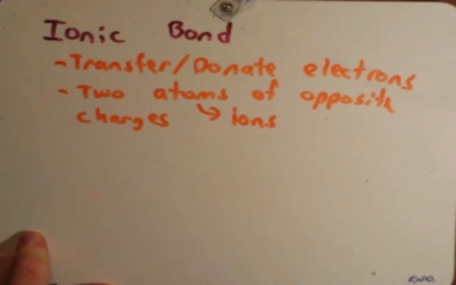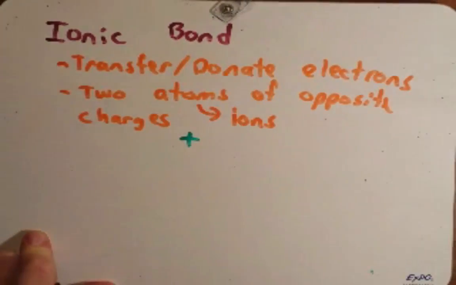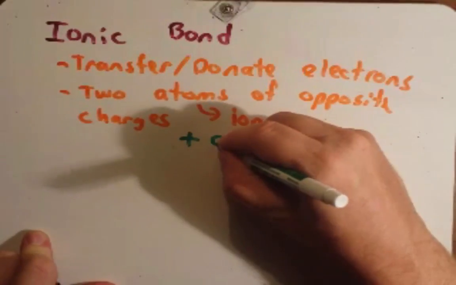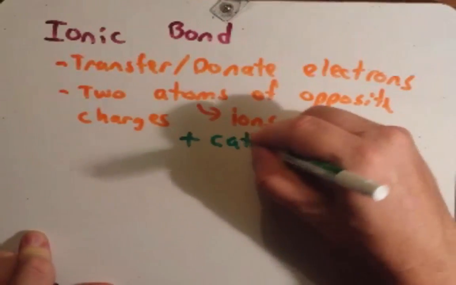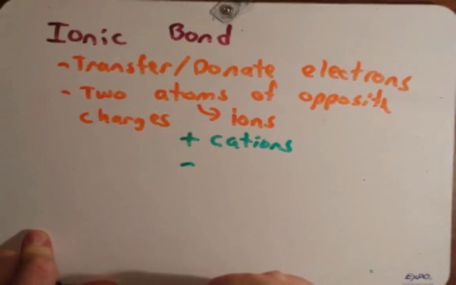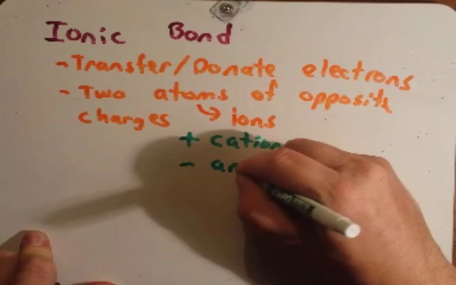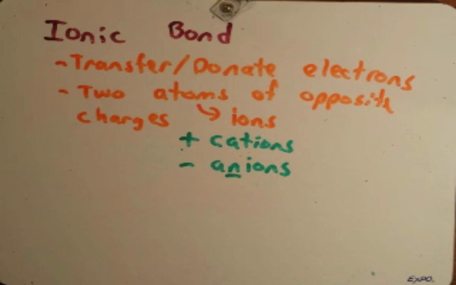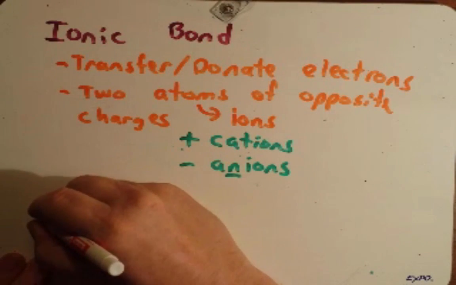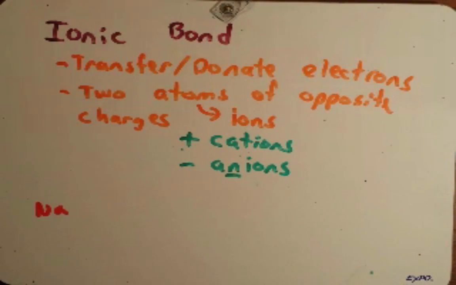So let's briefly describe ions. Ions can either be a positive ion. When there are positive ions, we call them cations. When they're negative ions, we call them anions. As an example of how one of these ionic bonds work, let's look at a sodium atom and a chloride atom.